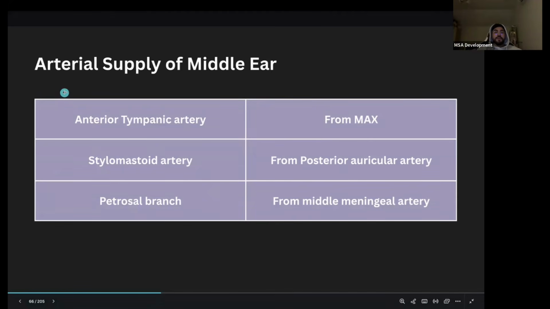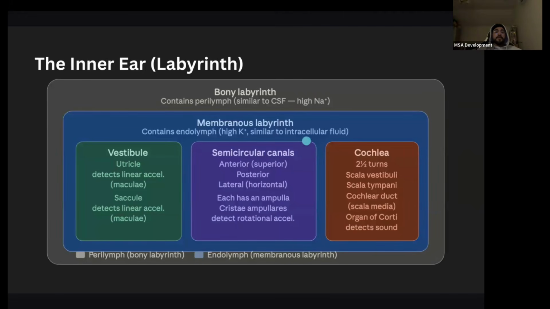So the arterial supply of the middle ear comes from three arteries. You have the anterior tympanic artery, which comes from the maxillary. You have the stylomastoid artery, which comes from the posterior auricular artery, which makes sense because the stylomastoid foramen is right there behind your ear. And you have the petrosal branch, which comes from the middle meningeal artery. Just a quick flashback to the skull: if you hit the pterion area in your skull, you can develop an epidural hematoma due to middle meningeal artery rupture.